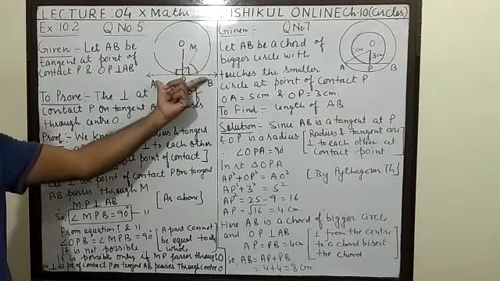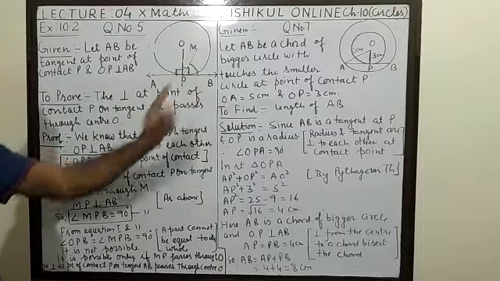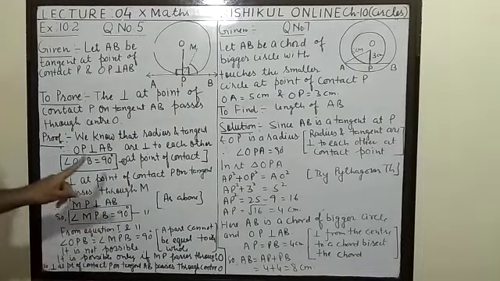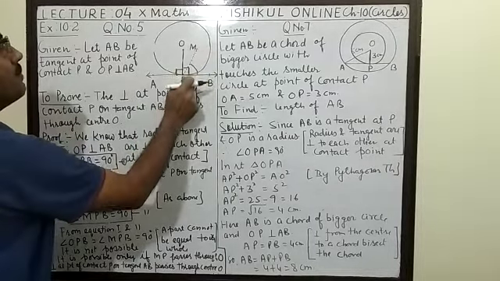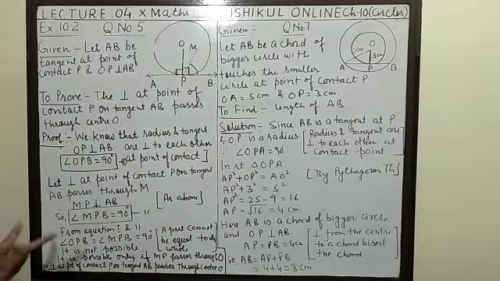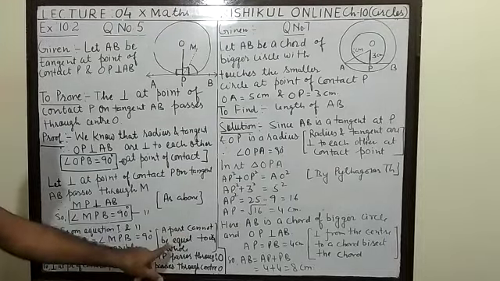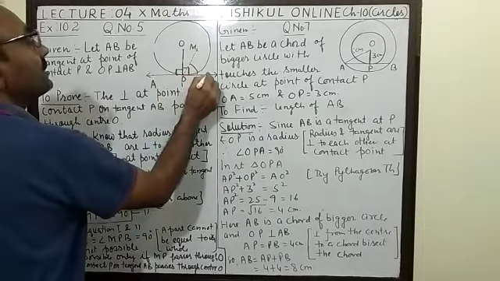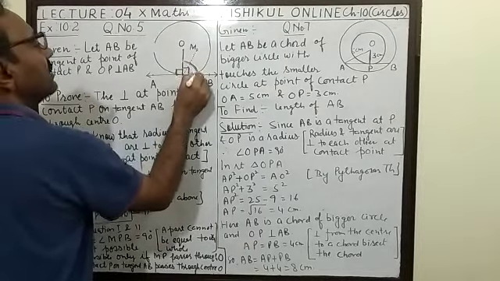MP perpendicular on AB, radius and tangent are perpendicular to each other at contact point. So angle MPB equal to 90 degree. From first and second, you can say that these two angles will be equal. Angle OPB equal to angle MPB equal to 90 degree. But it is not possible, because a part cannot be equal to its whole. So MPB is a part of this angle, sorry.